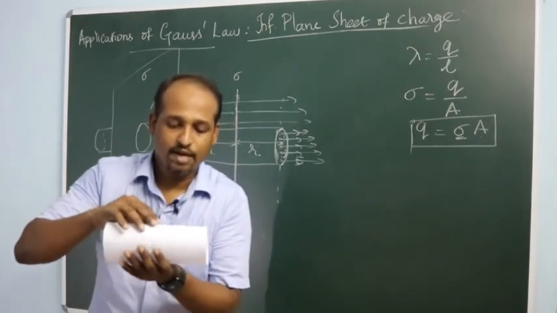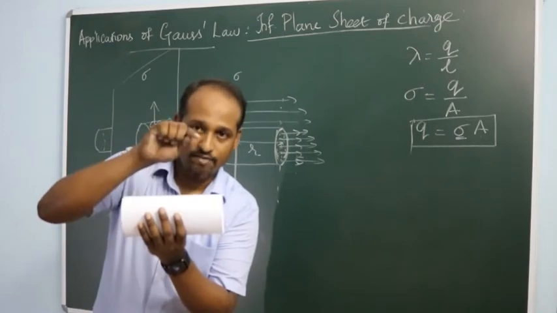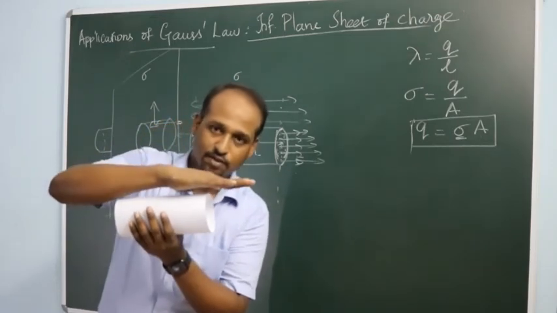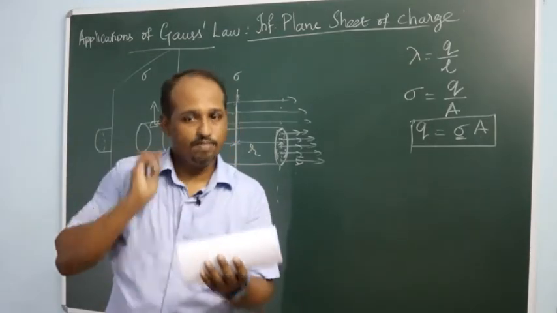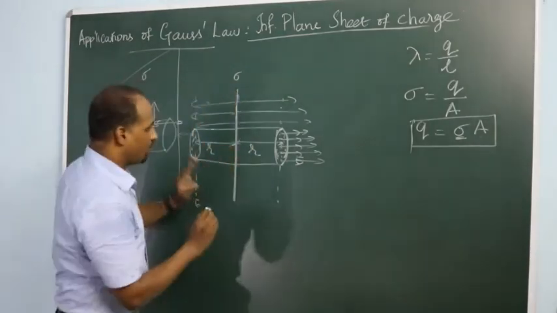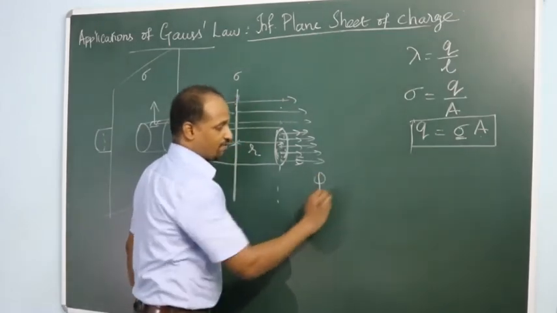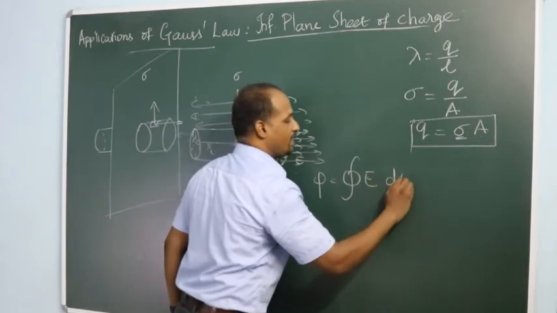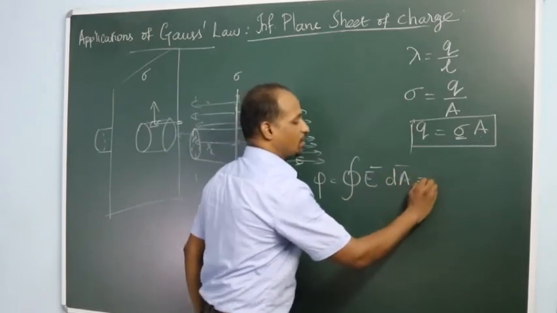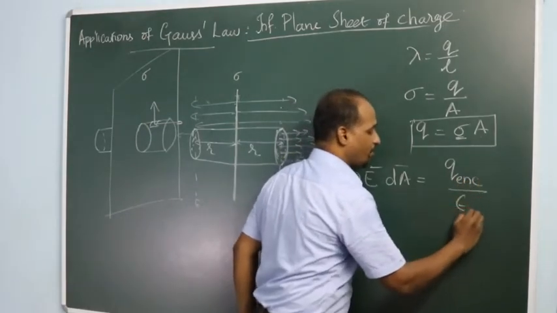So the area of this surface is perpendicular to this. The area vector is in this direction, lines of force will be in this direction, then the contribution from the curved surface will be 0. Then the total flux, in order to apply Gauss law, what was the thing? The flux through a closed surface will be the integral around the closed surface E dot dA, which must be equal to the total charge enclosed by the surface divided by epsilon naught.